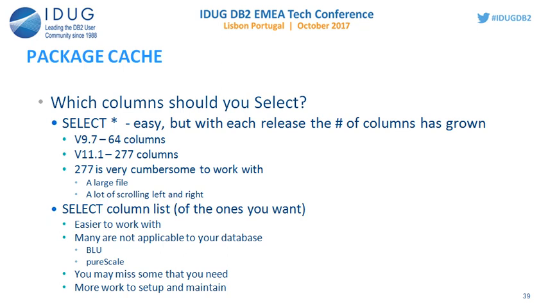So which ones should you select? Well, SELECT asterisk is easy, but there are a lot of columns. In DB2 9.7, there were 64 columns. Now there are 277. If you do SELECT asterisk, that's very wide output. Whether you're looking at it in Data Studio or Excel, you're going to be doing a lot of scrolling back and forth. So it's maybe better to list the columns that you think you want or that you might want. But you don't need them all. If you're not running pureScale, you don't need all the new columns for pureScale. If you're not running BLU, you don't need all the columnar table-based columns.